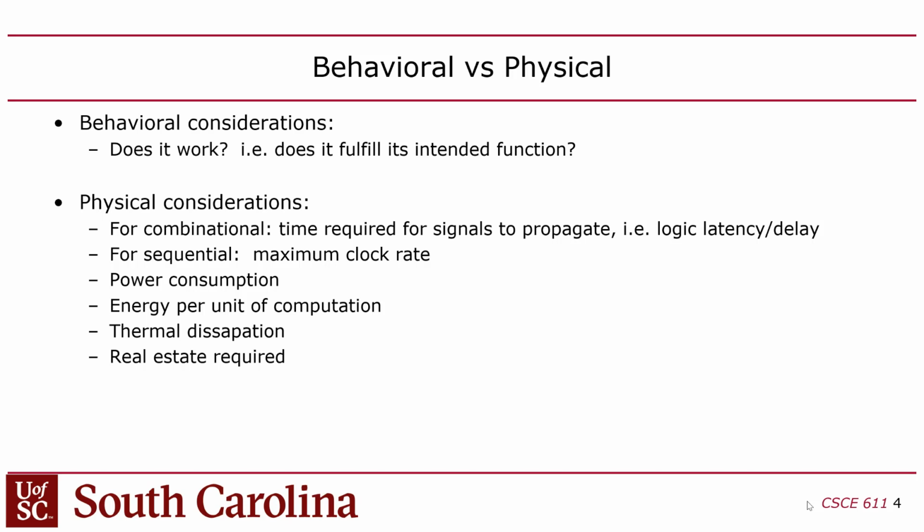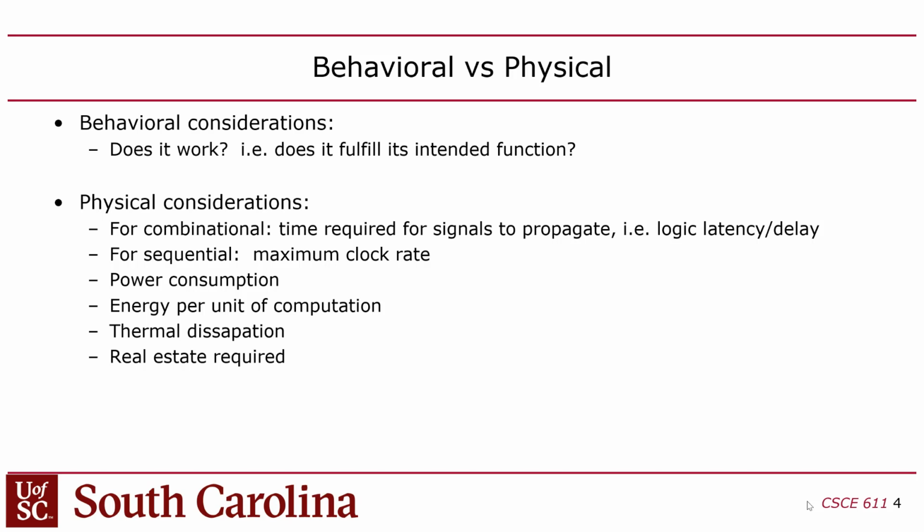So for combinational circuits, for example, like I mentioned, there's time required for signals to propagate through the circuit, which is called logic latency or delay, or propagation delay and contamination delay, which I'll define here in a minute. For sequential circuits, it's the clock rate. So you're all familiar with, when you buy different CPUs, they're rated for different clock rates. Power consumption, energy per unit of computation, which is energy efficiency. Thermal dissipation is how hot the device gets, and the real estate required, how much real estate on the chip you need to deploy the circuit. So we haven't considered any of these things in this course so far.